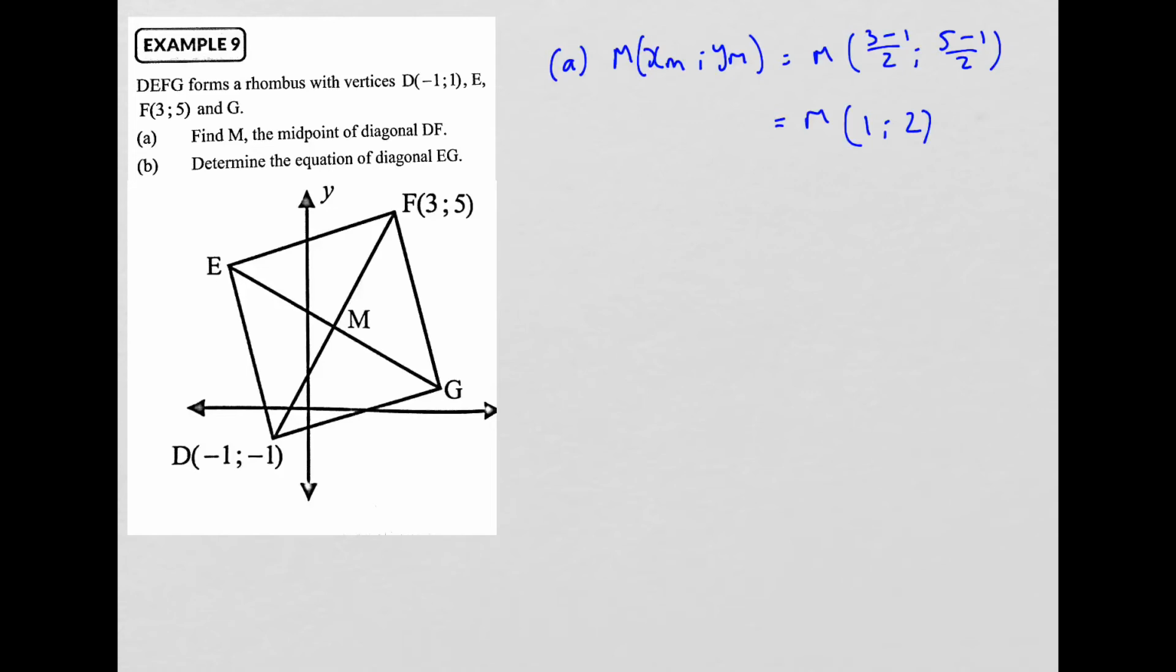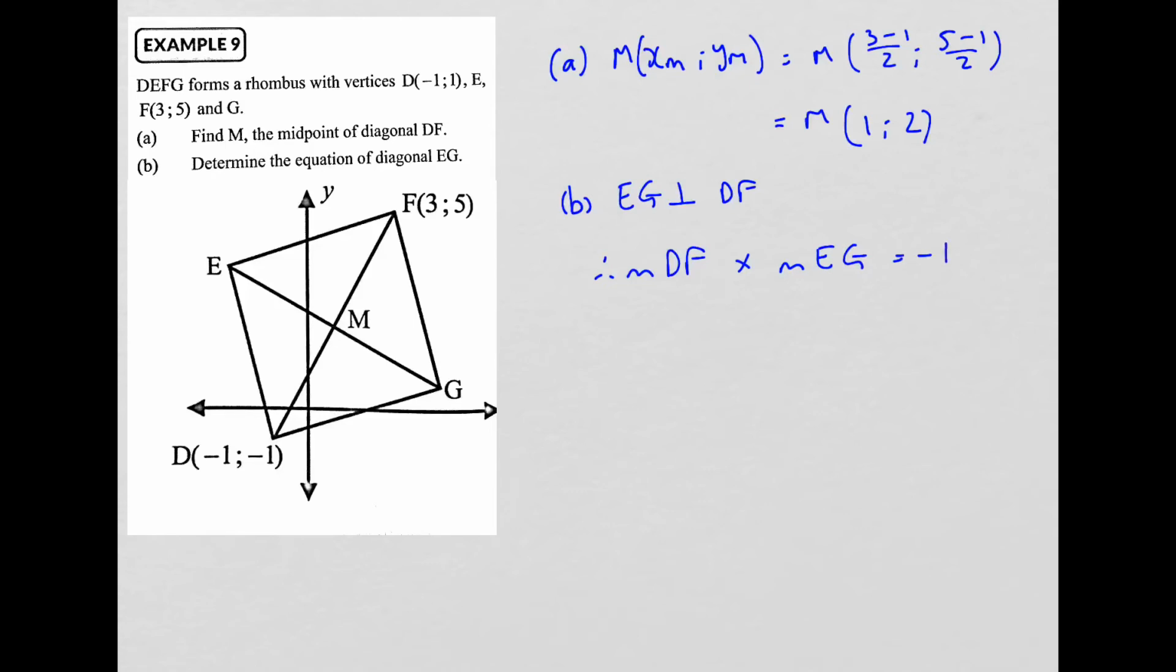Moving on to question B. Determine the equation of diagonal EG. Because it's a rhombus, you must know your properties of a rhombus, in that the diagonals bisect each other at 90 degrees. So we're going to start off by saying that EG is perpendicular to DF, which means that the gradient of DF times the gradient of EG is equal to -1.